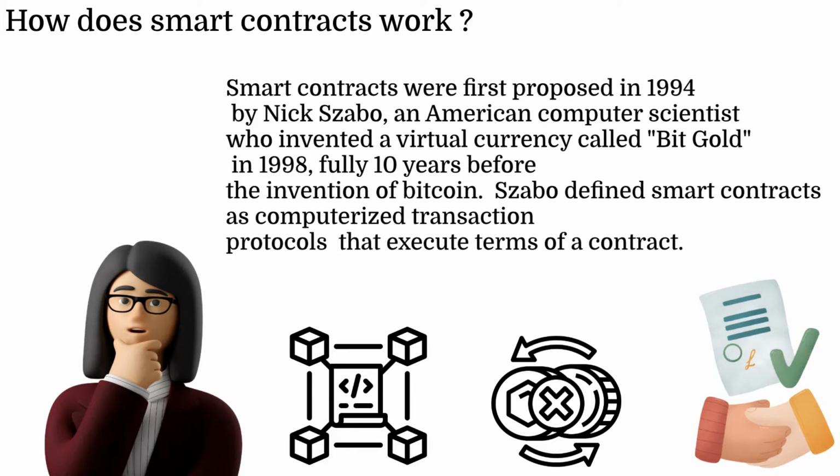Here's a short story about smart contracts. It was first proposed in 1994 by Nick Szabo. Who is Nick Szabo? Well, Nick Szabo is an American computer scientist who invented a virtual currency called BitGold in 1998, fully 10 years before the invention of Bitcoin. In fact, Szabo is often rumored to be the real Satoshi Nakamoto, the anonymous inventor of Bitcoin, which Szabo himself has attested not being part of the invention of Bitcoin.